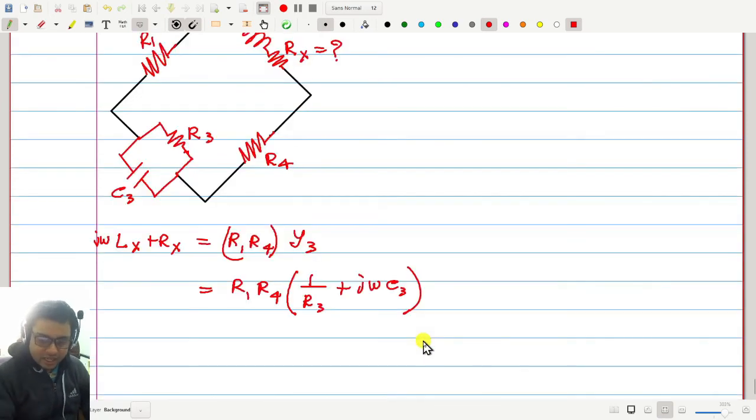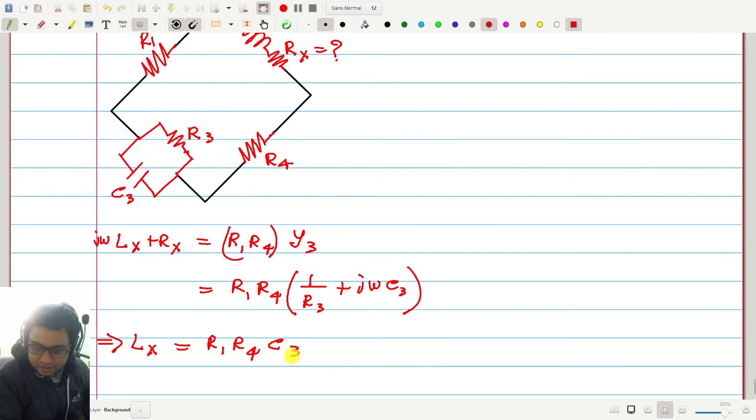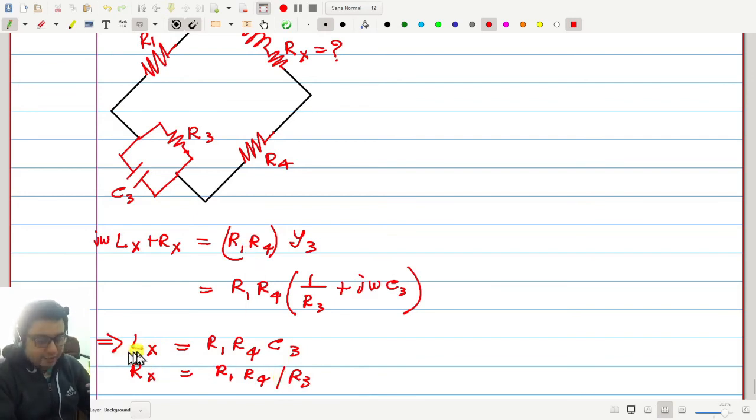My balance equation is done. So what will be my balance equation? What can I say from this? Lx will be this imaginary term, R1, R4, C3, correct? And Rx, that will be R1, R4 by R3. And I am done. So just in two lines, my balance equation is over. It looks so simple.